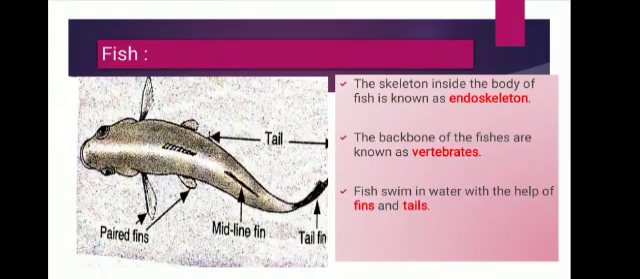Okay, now next is about fish. Fish can move or swim in water because its body is specially adapted for this purpose. A fish is adapted to move in water by having a streamlined shape, flexible backbone, powerful body muscles and fins.